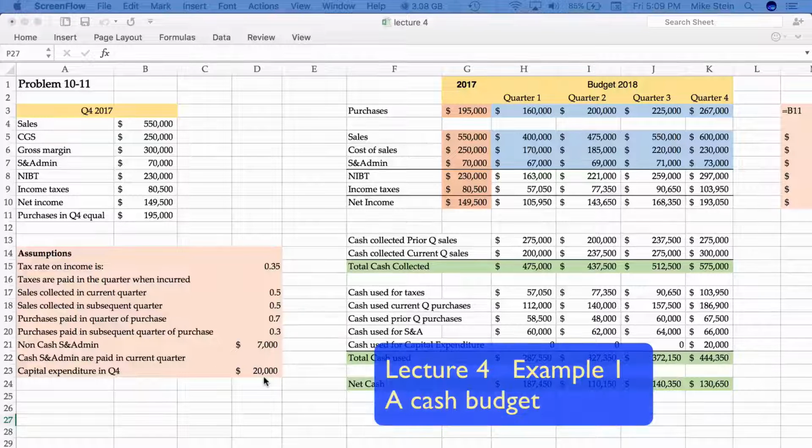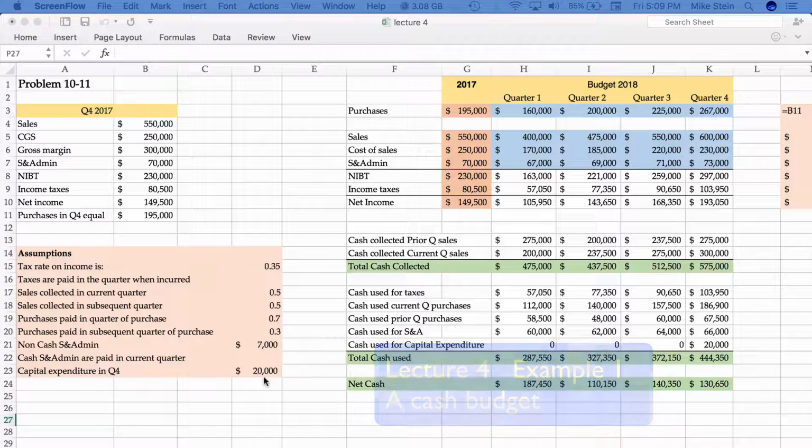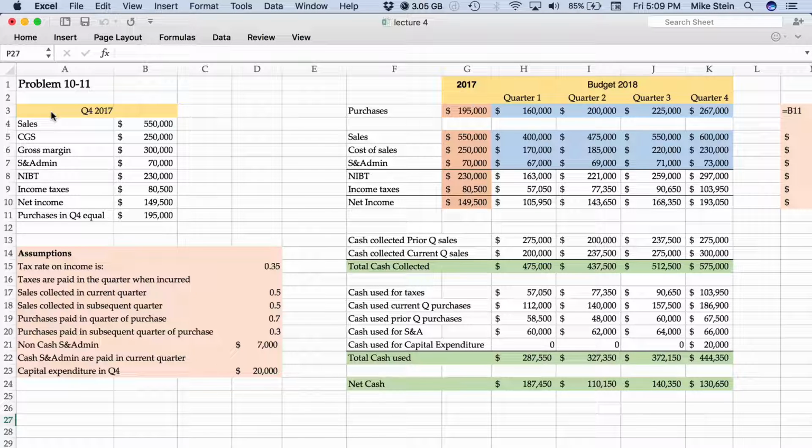Going to go over my solution to problem 10-11, which is a cash budgeting problem. I've laid out some of the facts given in the problem, and you can see that I've put them right here: sales, cost of goods sold, etc. And then the next thing I've done also is put out the assumptions. I read through the problem, figured out what the important assumptions were, and I just laid them out.